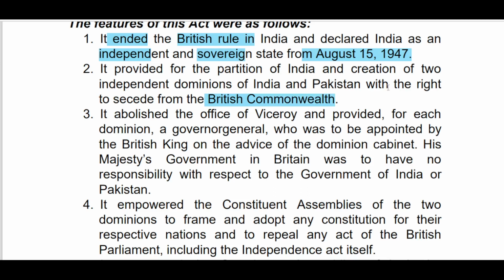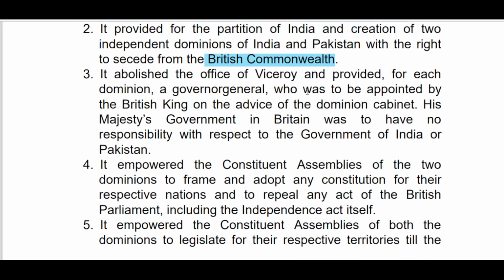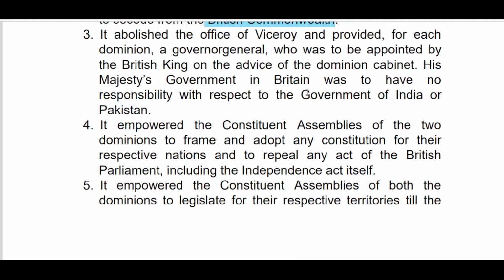So that there can be two independent dominions of India and Pakistan with the right to secede from the British Commonwealth. Third point is that it also abolished the office of Viceroy and provided for each dominion a Governor General, who was to be appointed by the British King on the advice of the Dominion Cabinet.